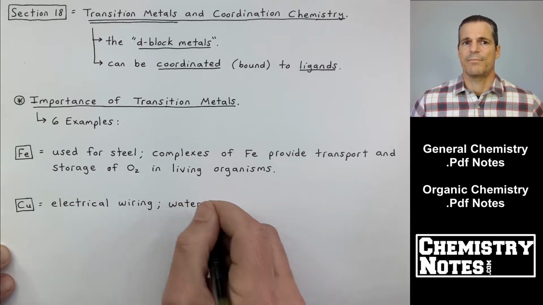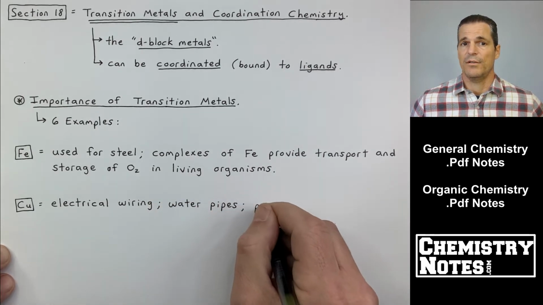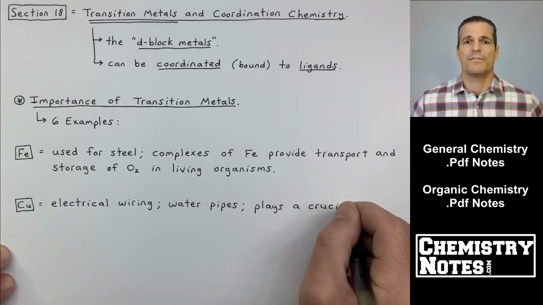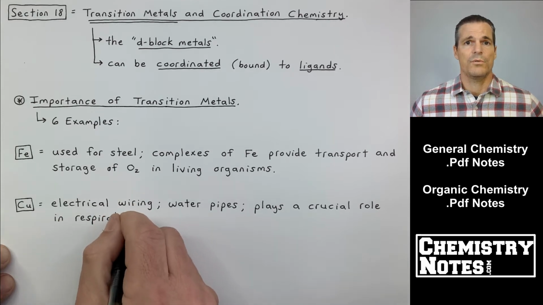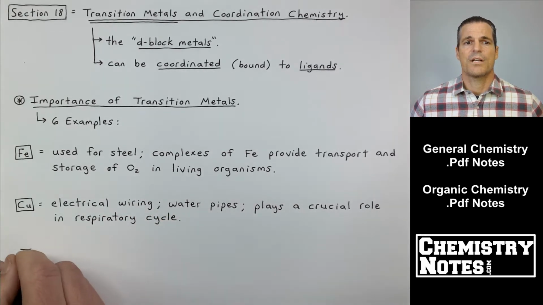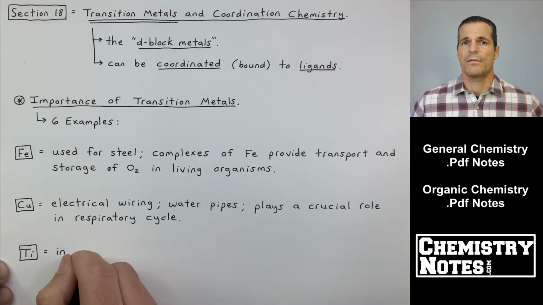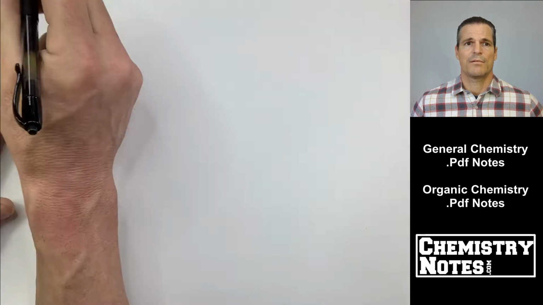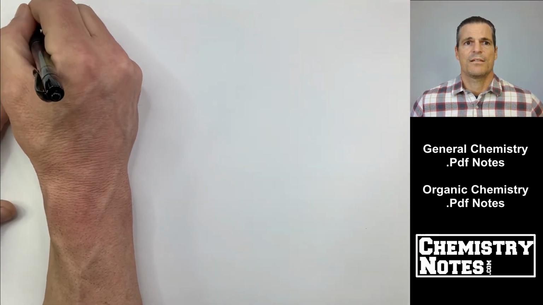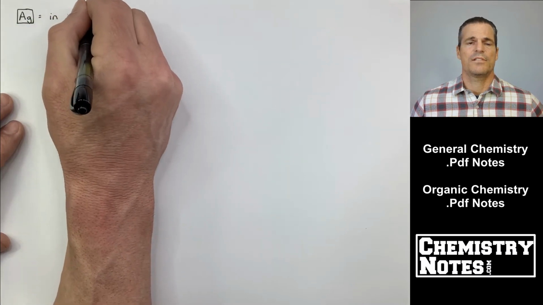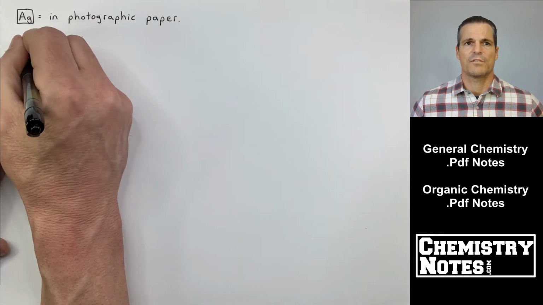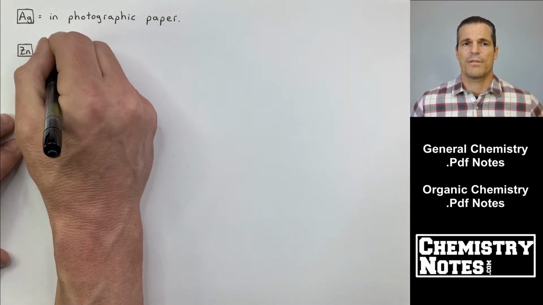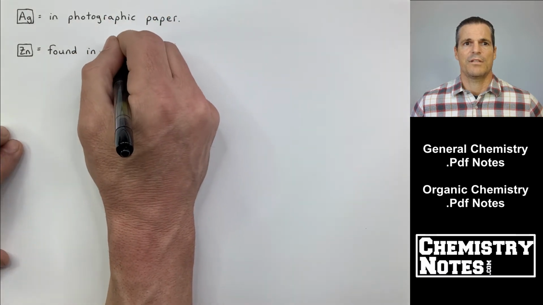6 important transition metals. Iron, it's used for steel. Complexes of iron provide transport and storage of O2 in living organisms. Copper, Cu, is in electrical wiring. So you can find it in water pipes, and it's a very good conductor of electricity. Ag, silver, all right. Now, aside from the obvious, like jewelry, it's also found in photographic paper. Thought that would be an interesting point to write down here, so I included that.